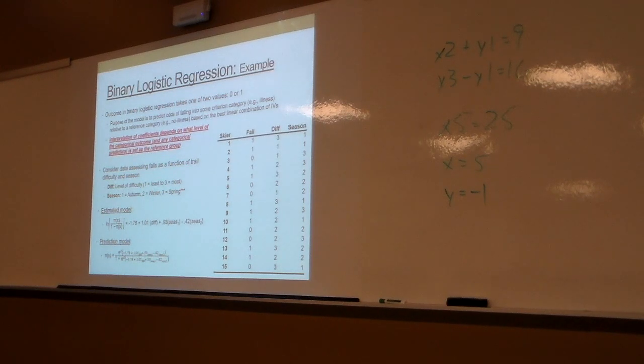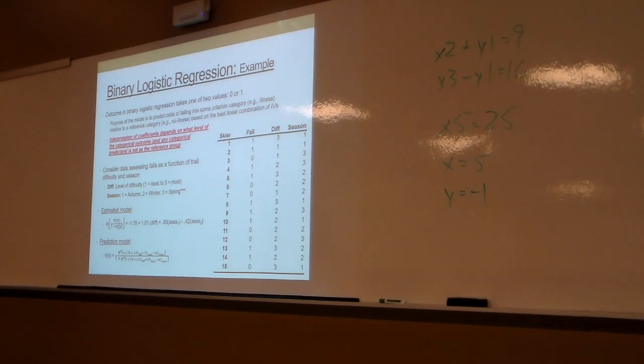In this case, I've asterisked spring. Spring is going to be our reference group. So again, for my categorical variables, I need to know what's counting as the reference group, or for my outcome, what's counting as the reference group, and make sure we're very clear before we start to interpret our coefficients. So here's our data: our sample of 15 people, whether they fell or not, the difficulty of the trail, and what season the skiing was going on.